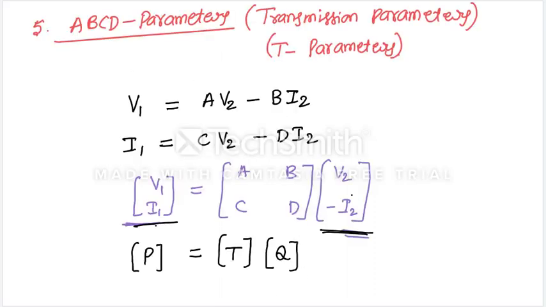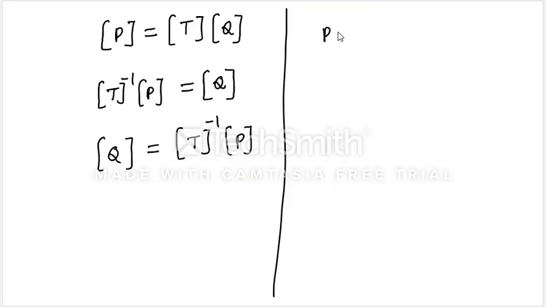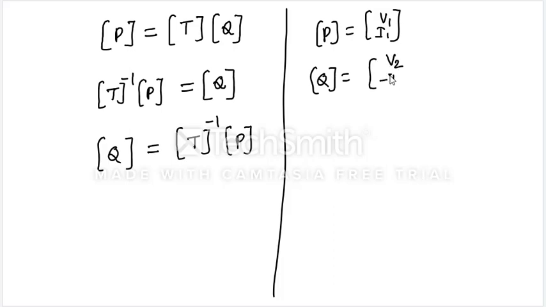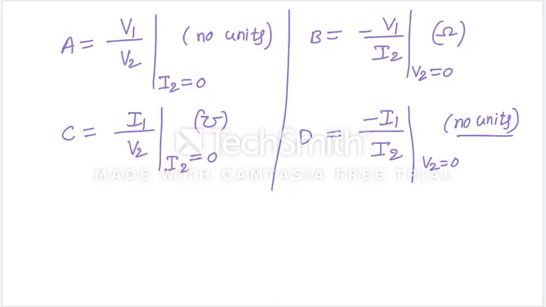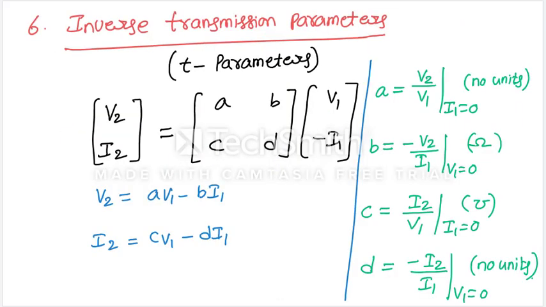You see carefully, the P matrix is V1, I1, and the Q matrix is V2, minus I2. This thing we need to satisfy here. Look at now, just now we have seen here, this matrix is this thing. We will write this equation here.